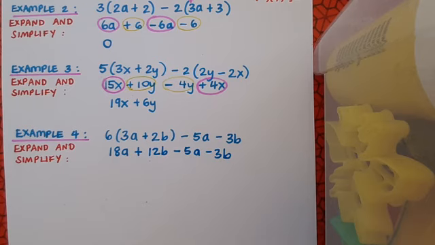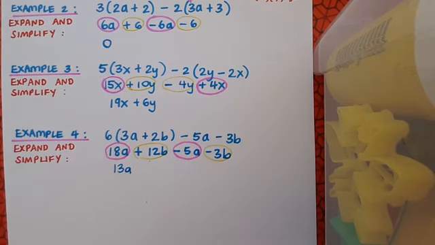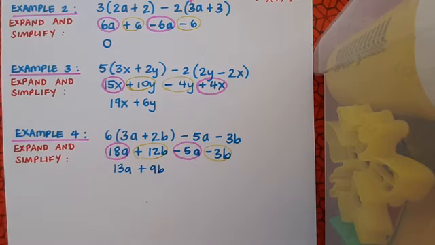Now let's pick out the like terms and finish off by simplifying. So here are my like terms highlighted. 18a minus 5a is going to give me 13a. And 12b minus 3b is going to give me plus 9b. And that's my final answer then for example 4.